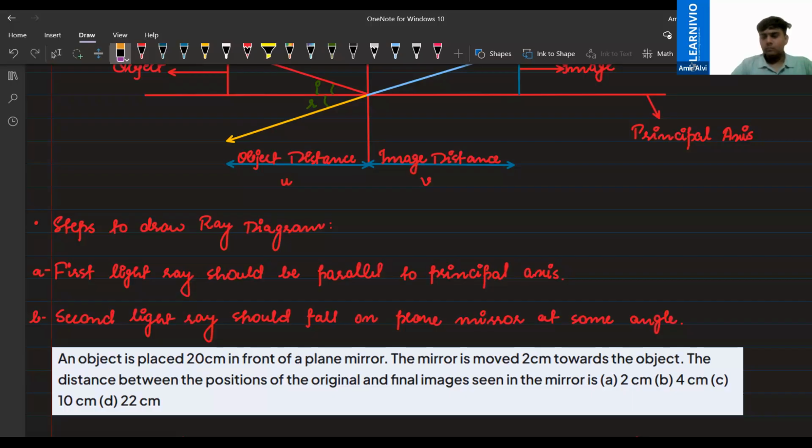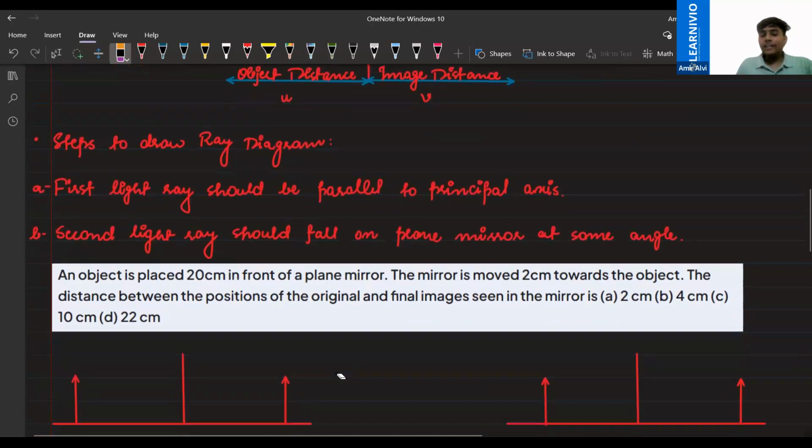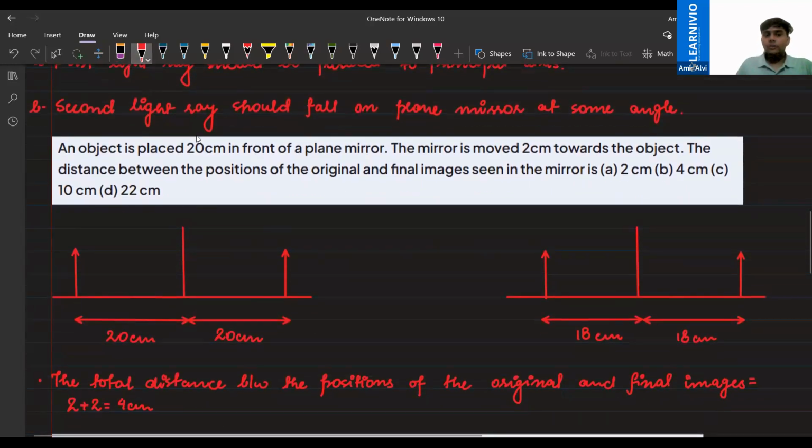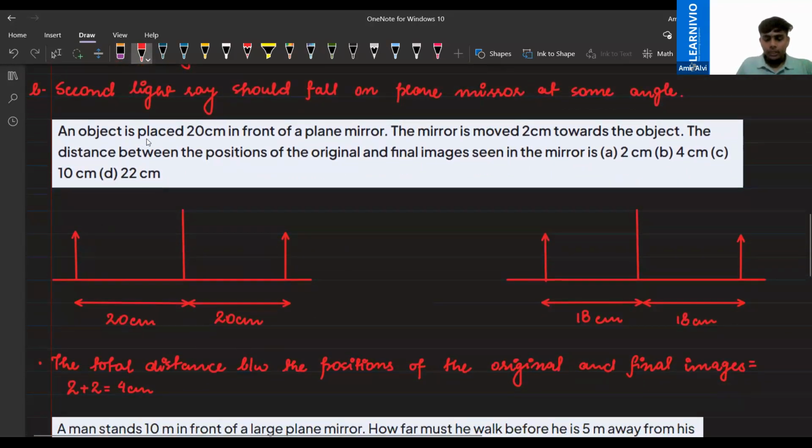Sir, I did it. Answer, two. No, Inan, it's four. Basically, you have taken only one side. Suppose the object was placed 20 centimeter from the plane mirror. Yes or no? Yes, sir. So the image will also be formed 20 centimeter behind the mirror. But the object has moved 2 centimeter towards the mirror. Yes or no, Inan? Yes, sir.